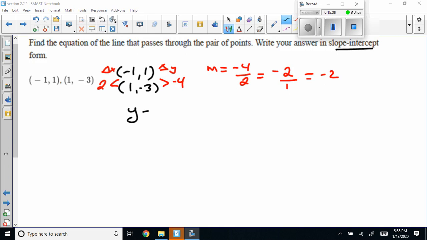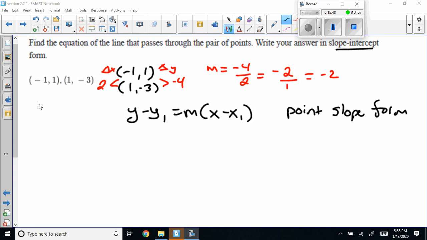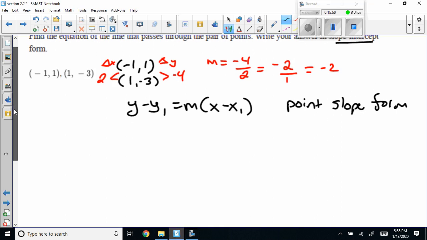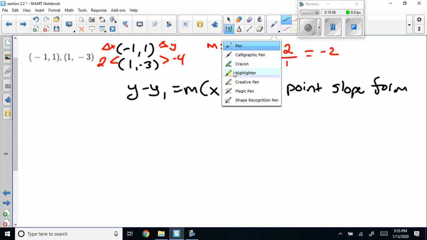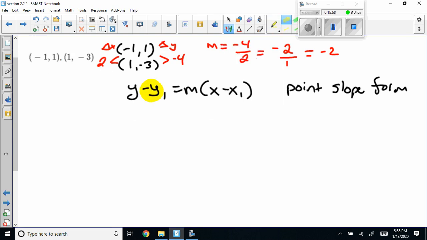Let me introduce you to one of the most valuable equations around. It's called point-slope form, okay? The reason it's called point-slope form is it requires a point and a, guess what? That's right. So here's my point. There's the negative y1 and the negative x1, right? And then I've got slope.